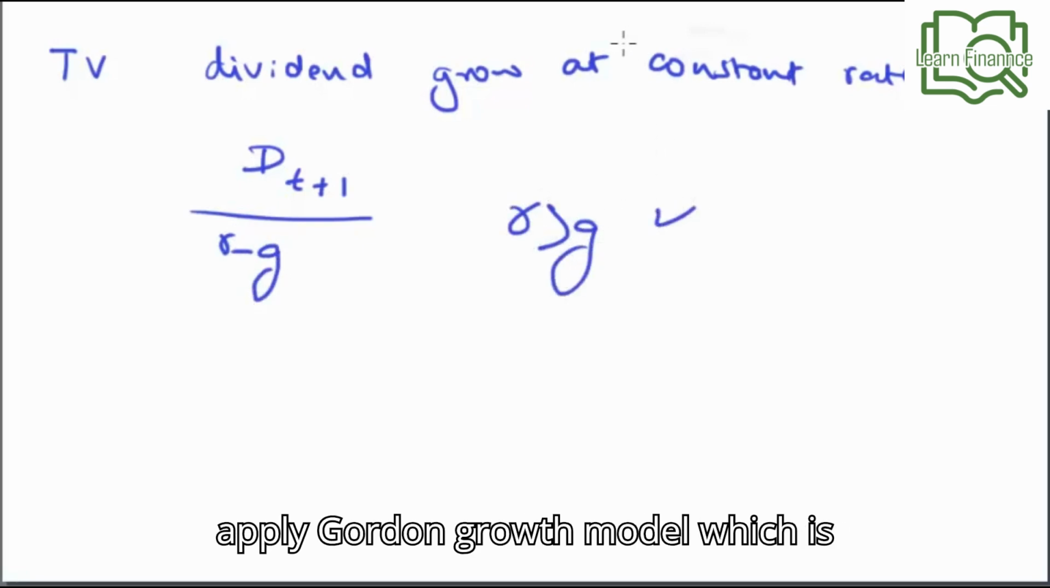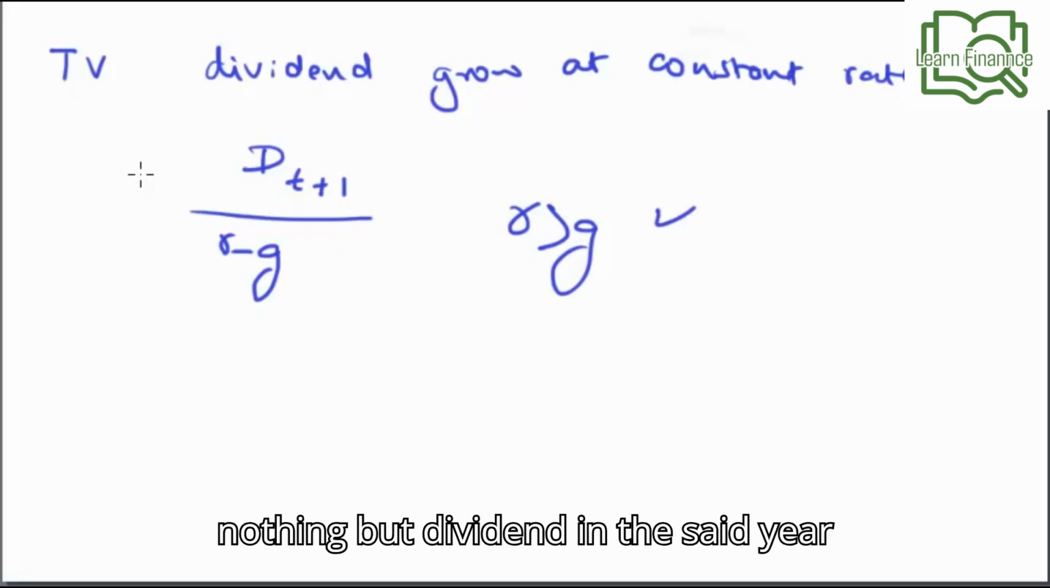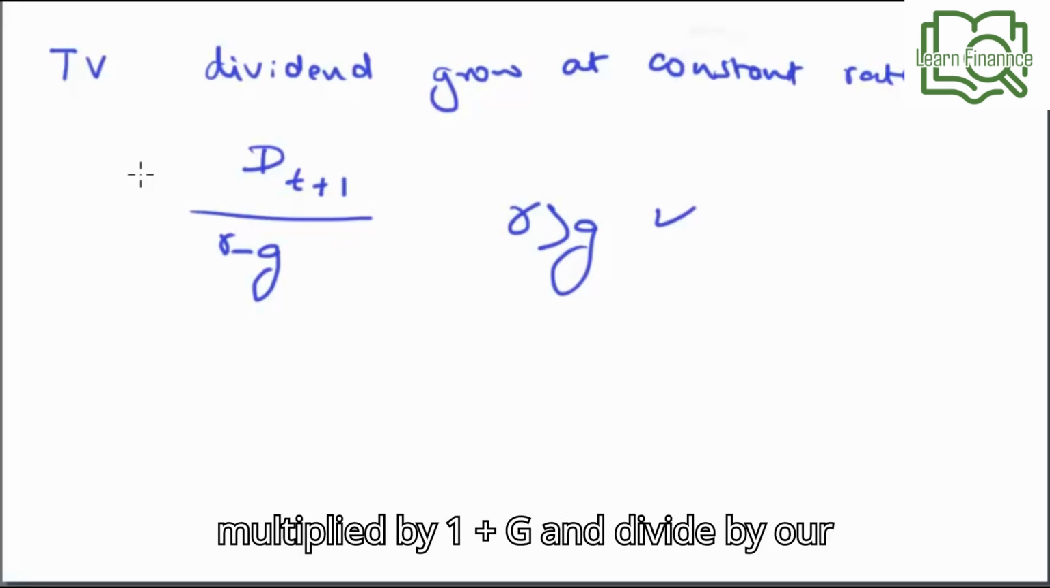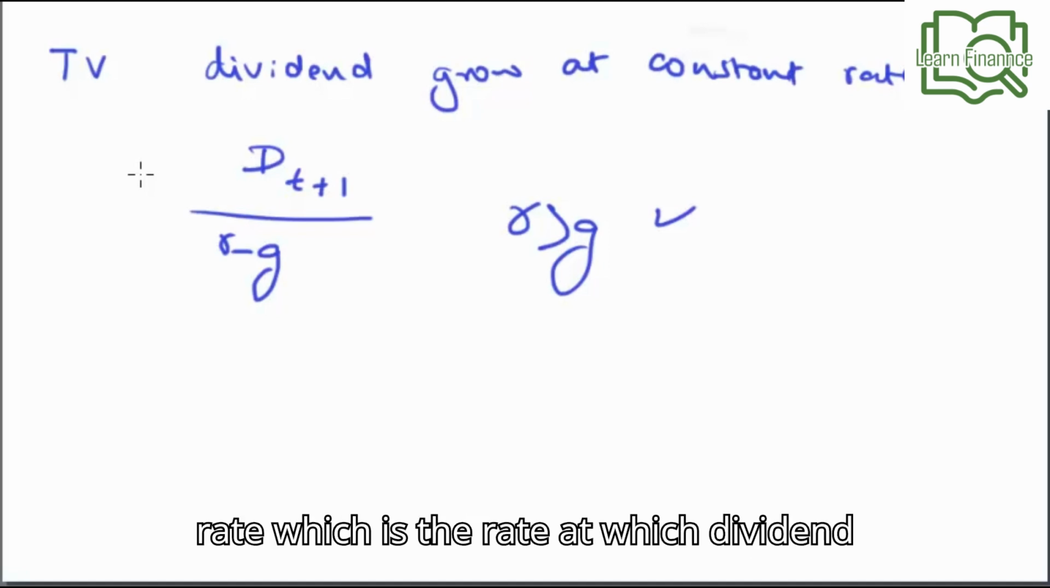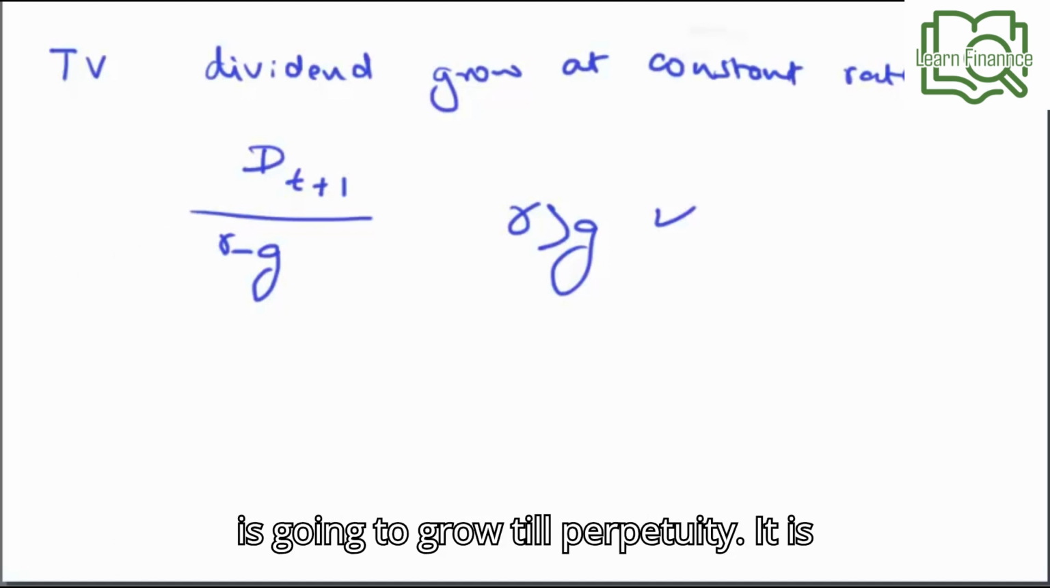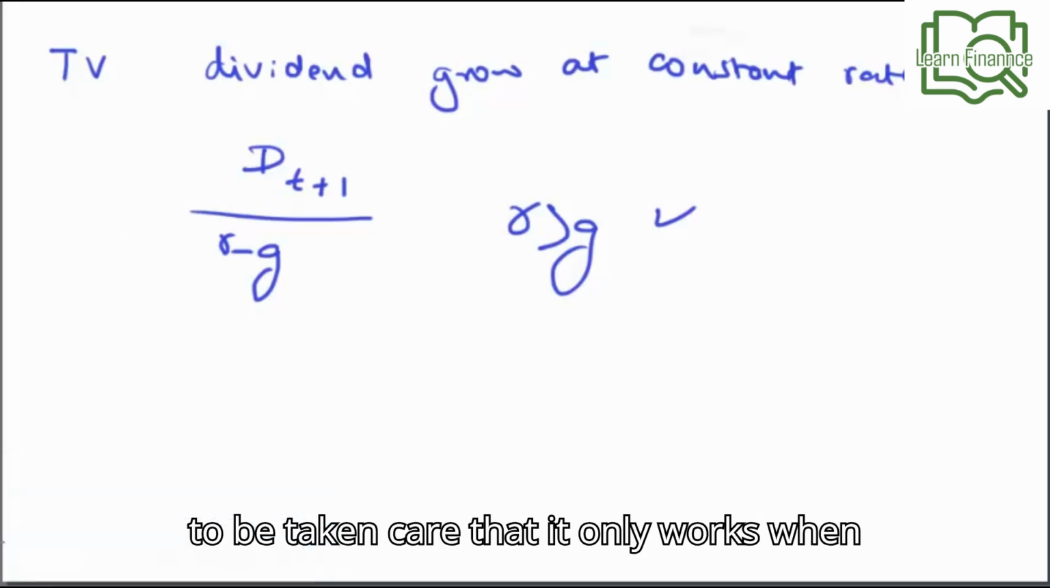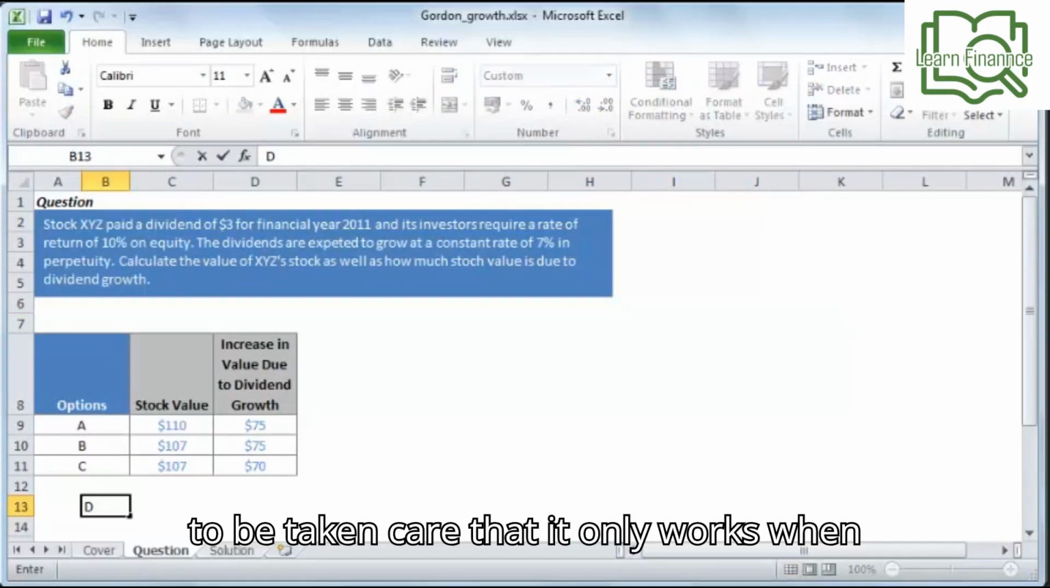At that point, we apply the Gordon growth model, which is nothing but the dividend in the said year multiplied by 1 plus g and divided by r minus g, where g is the terminal growth rate, which is the rate at which the dividend is going to grow till perpetuity. It is to be taken care that it only works when your r is greater than g.